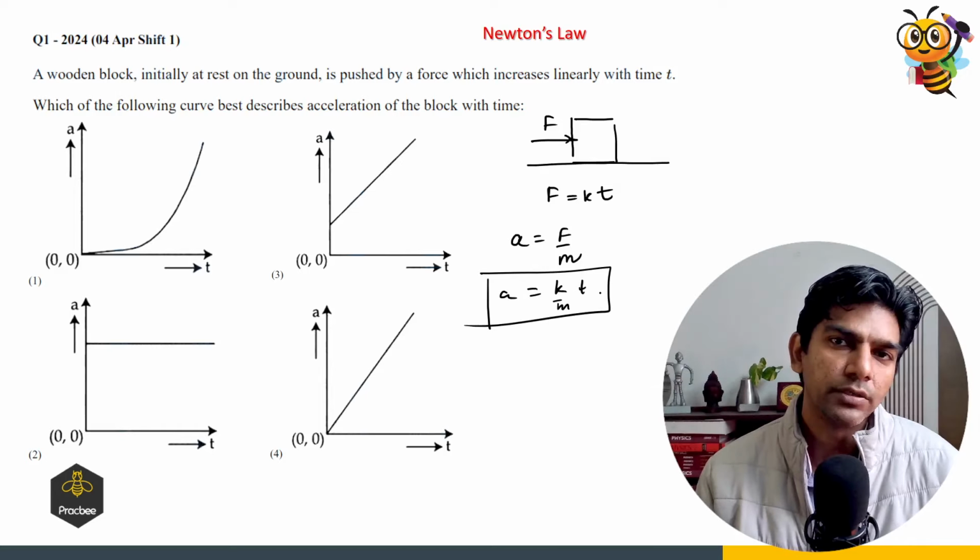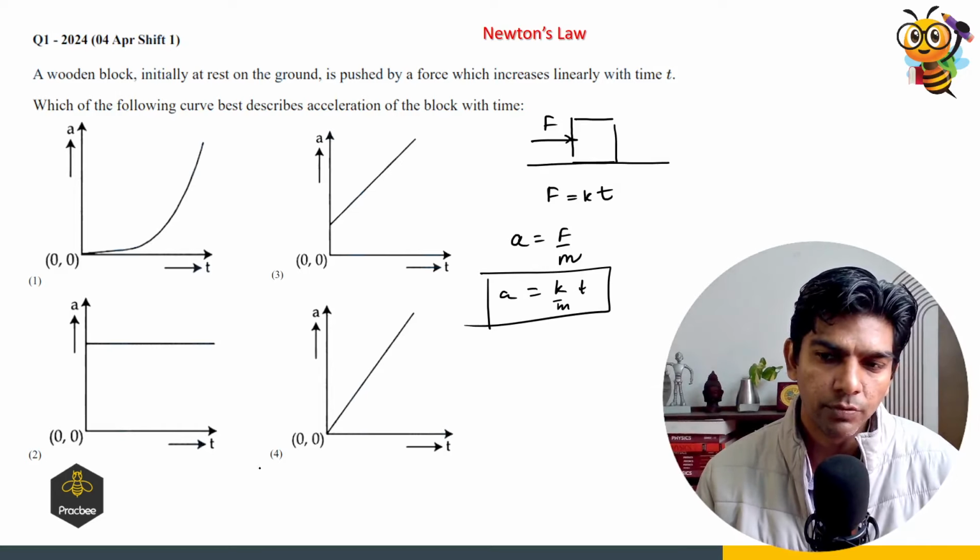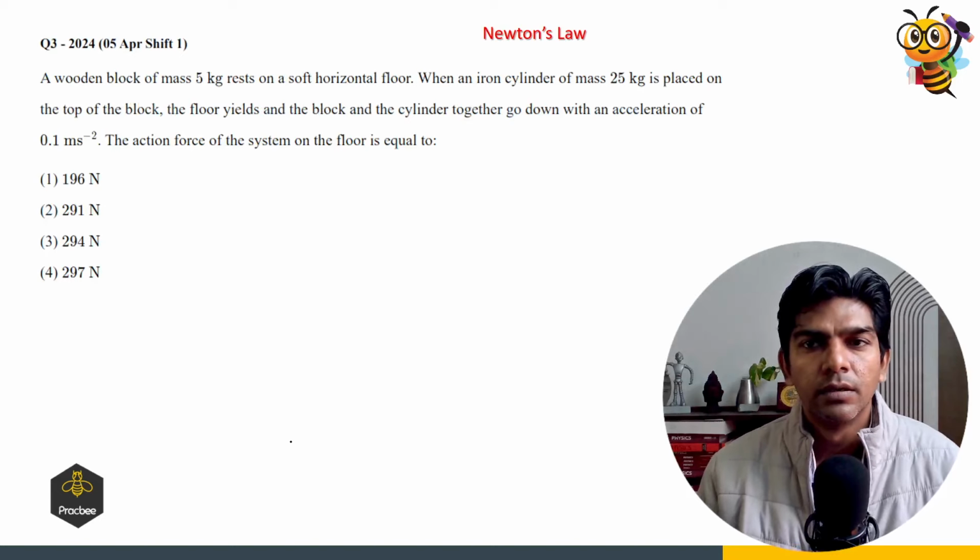The graph for the acceleration-time graph will be a straight line passing through the origin. So option 4 is the right answer. Now let us see this question.